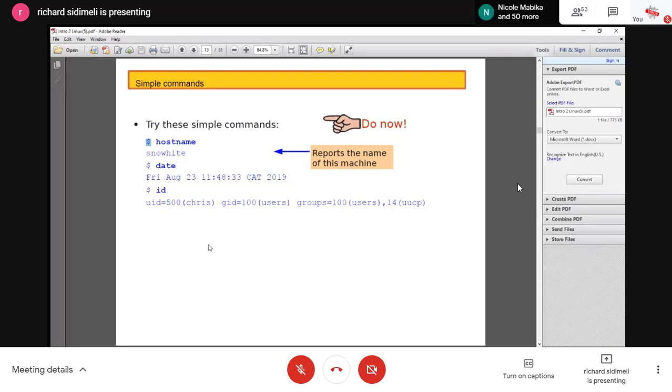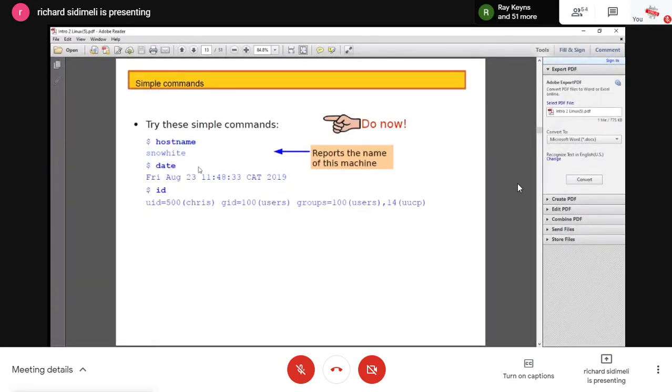We can say, what is the name of this machine? And how do we do that? We say hostname. And this hostname is the name that we have given to the machine, or the name that the machine is known as in the network. And this machine is known as Snow White. Snow White is the name that we gave this machine when we were installing. I also teach this to system administrators, and we always name our machines when we install them, so that we're able to tell which server it is and where it is.